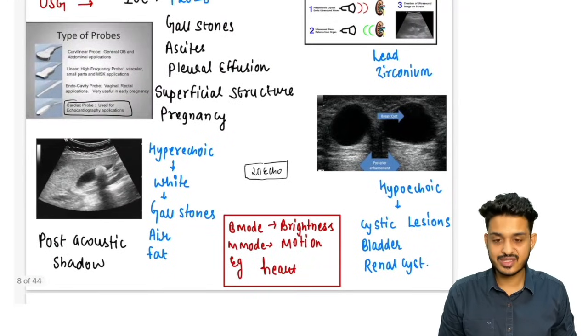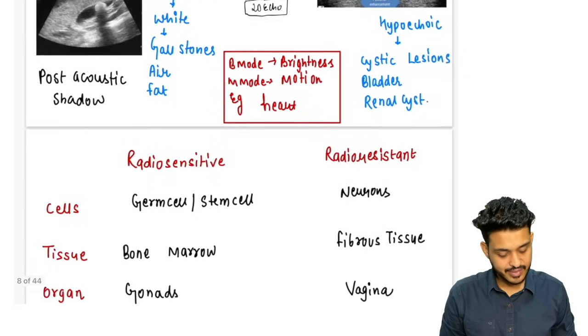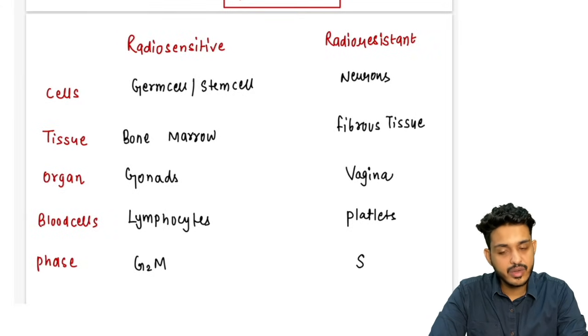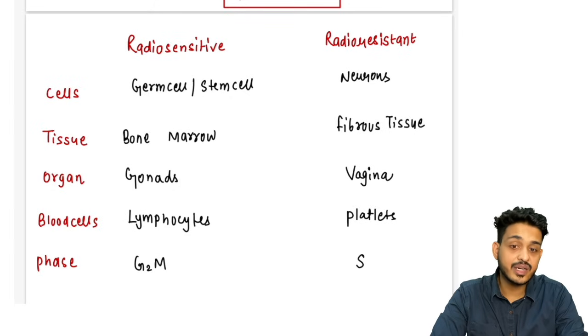Now we are going to discuss another thing. What is the other thing we are having? It's about radiosensitive and radioresistant organs, right? So what are the radiosensitive organs?